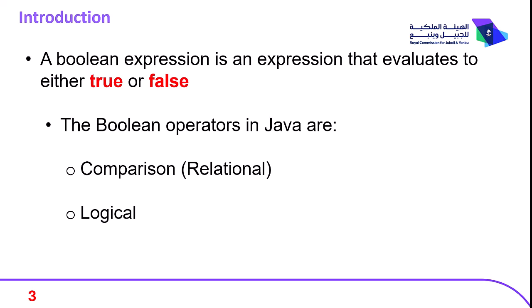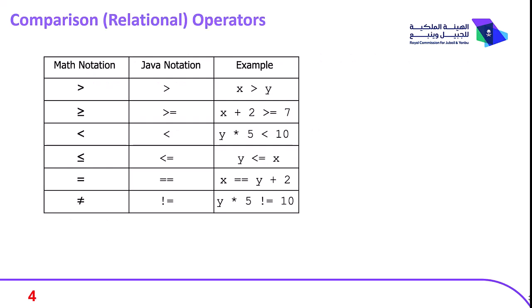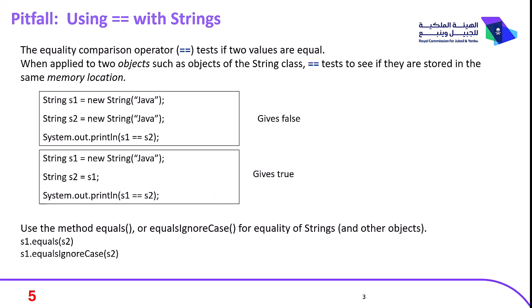Introduction. To start, a Boolean expression is simply any expression that evaluates to one of two values, true or false. In Java, these expressions are built using two main types of operators: comparison or relational operators and logical operators. Comparison, relational operators. Java uses specific notations for mathematical comparisons. For instance, greater than and less than use the standard symbols, while greater than or equal to and less than or equal to are written as >= and <=. Note that equal to uses a double equal sign, and not equal is written as an exclamation point followed by an equal sign.